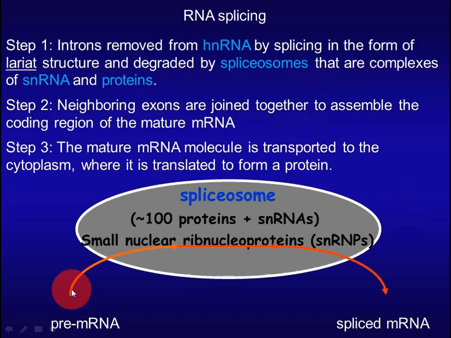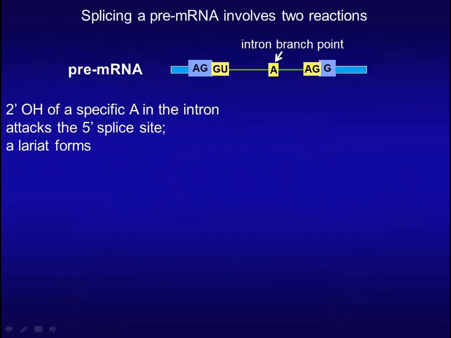RNA will be spliced. Proteins associated with small nuclear RNA are also called small nuclear ribonuclear proteins, or snRNP. Splicing is accomplished in 2 steps. In step 1, the 2' hydroxyl group of a specific adenosine in the intron branch point attacks the 5' splice site. This leads to formation of a lariat.